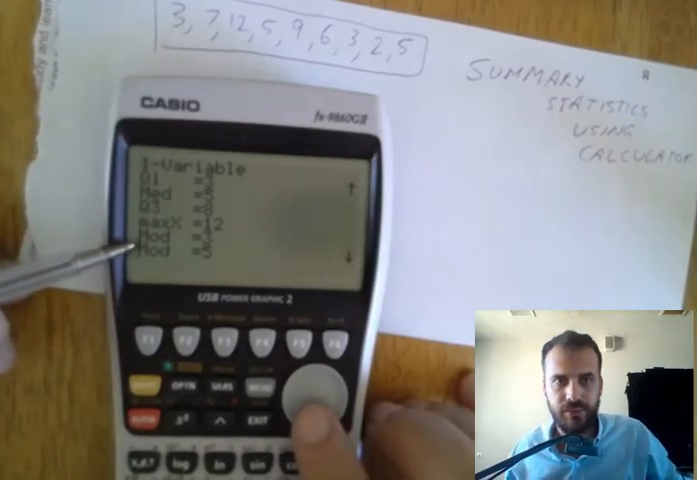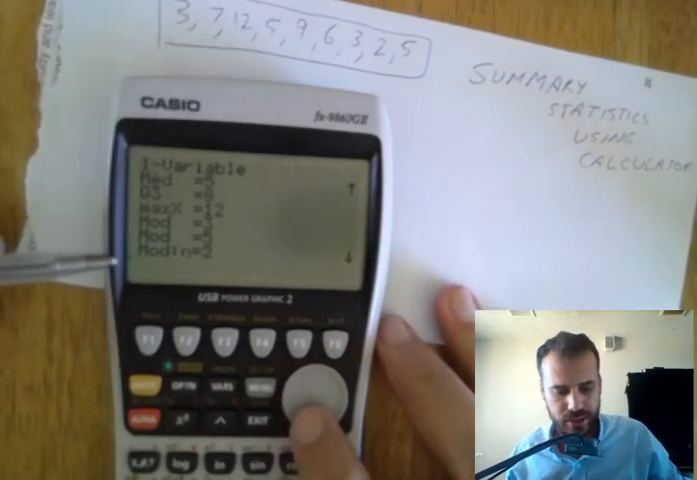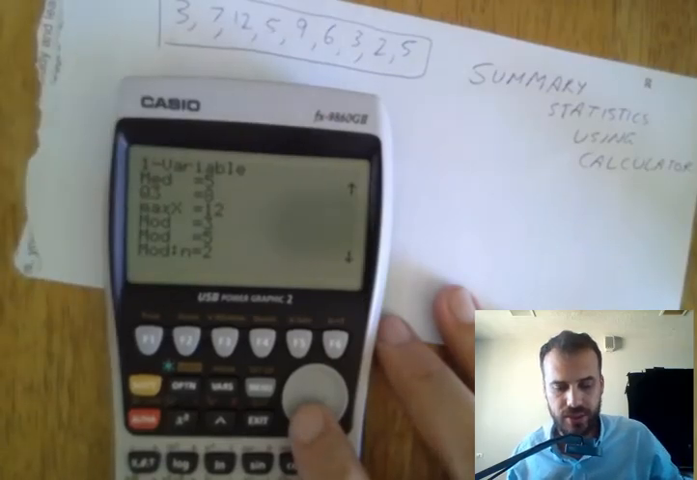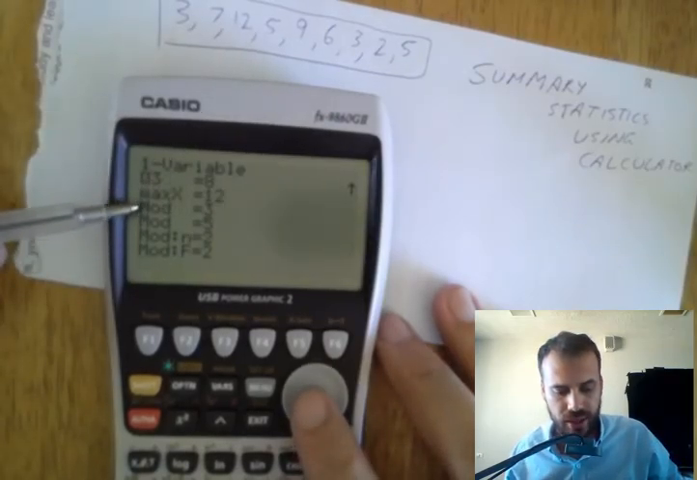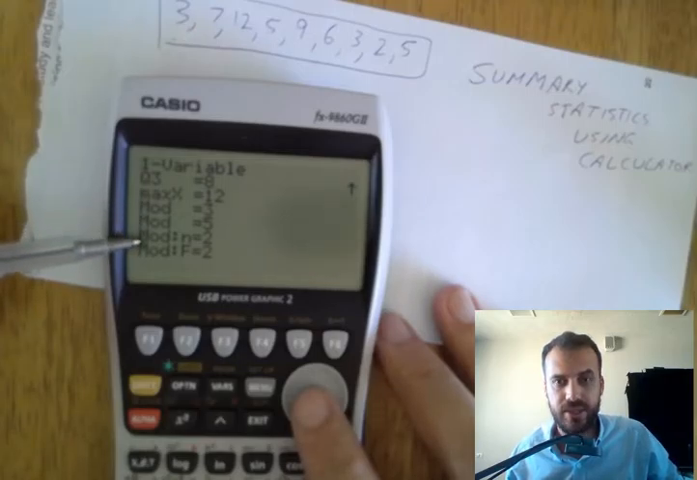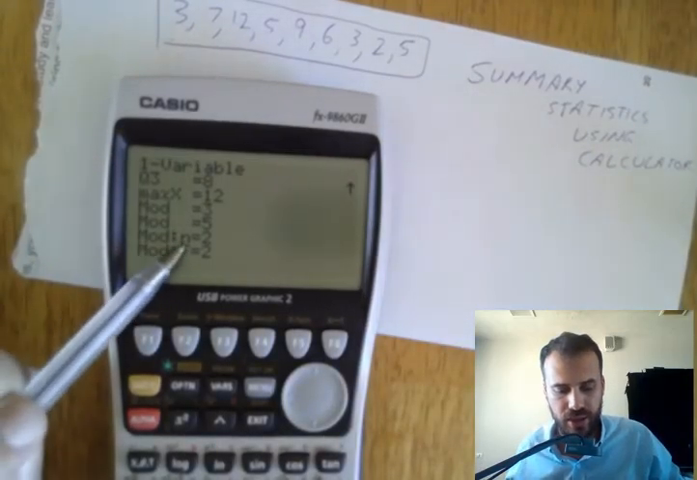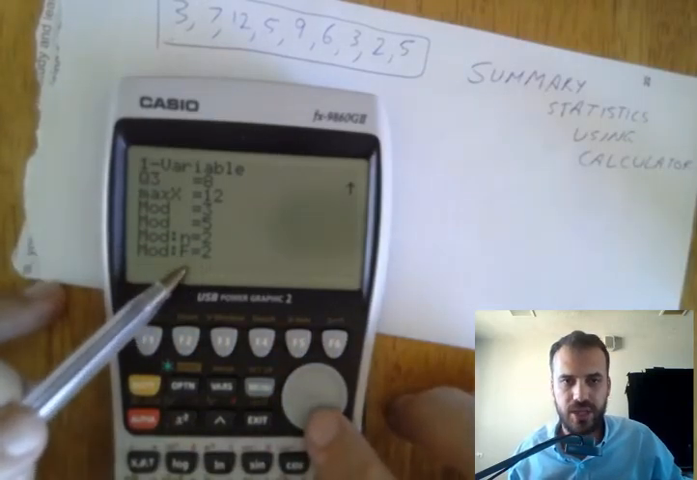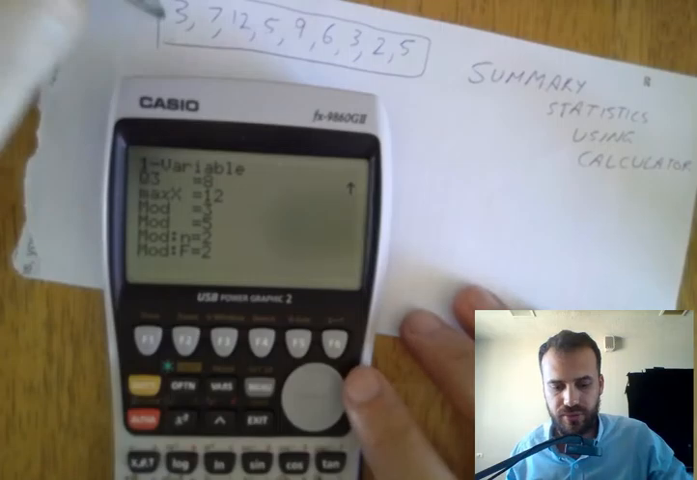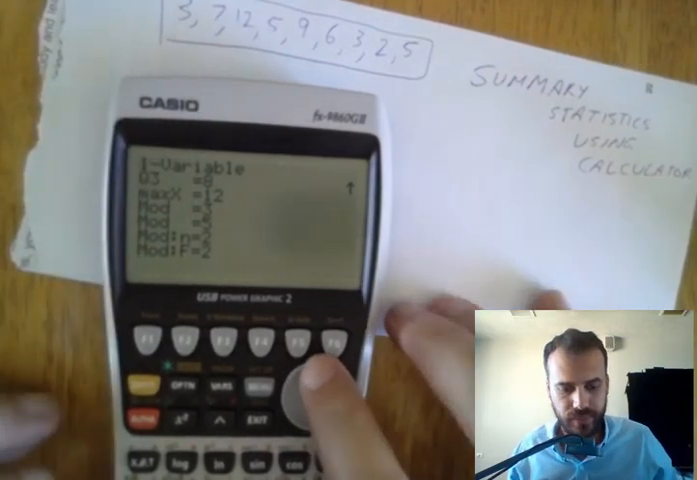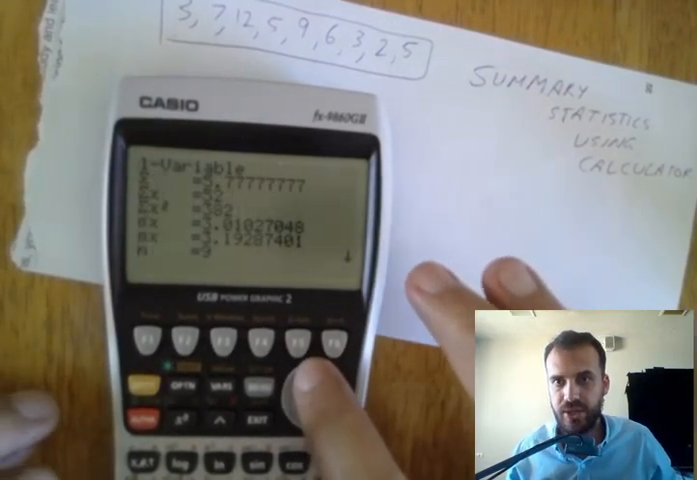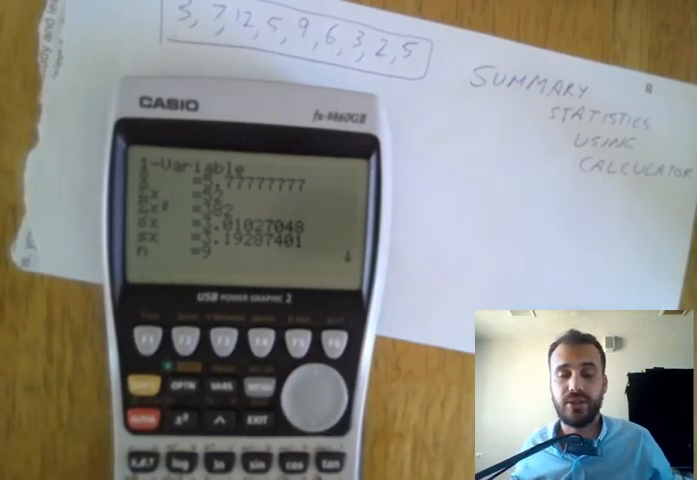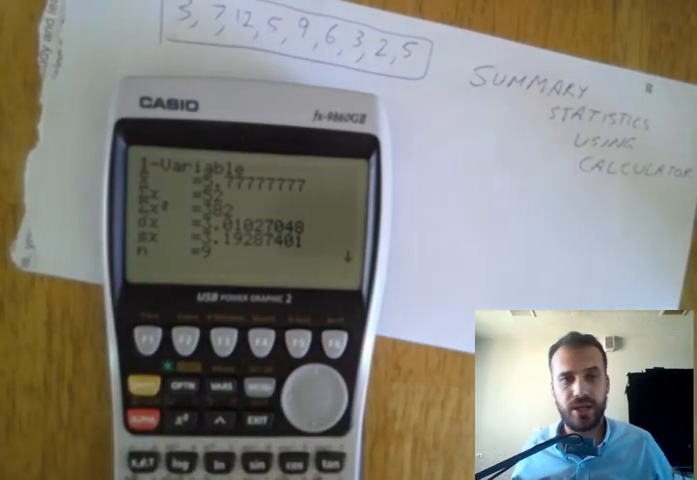The mode is 3, it appears twice. And the mode is also 5, it appears twice. So what it says is that there are 2 modes, 3 and 5. This next number says yes, there are 2 modes, so the number of modes is equal to 2. And then it says how many times each of those numbers appears. So 3 appears twice. Okay, that is finding your summary statistics using your calculator: mean, median, mode, range, interquartile range.